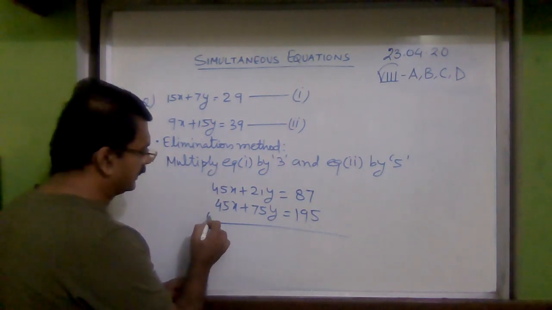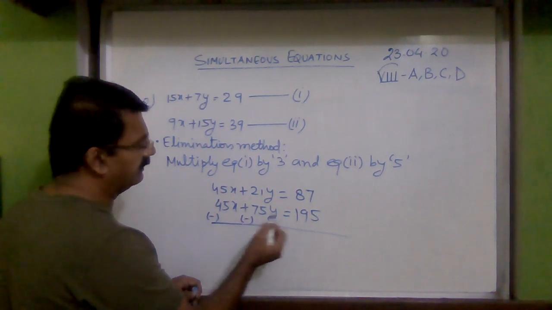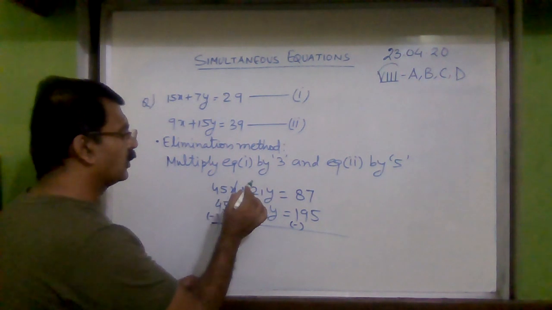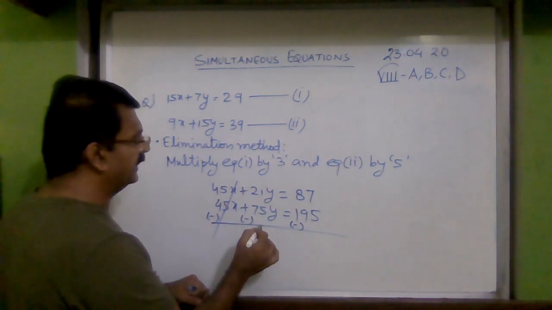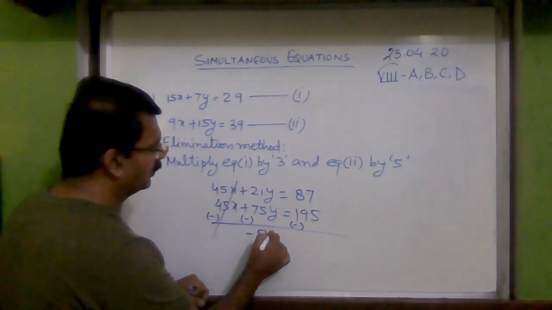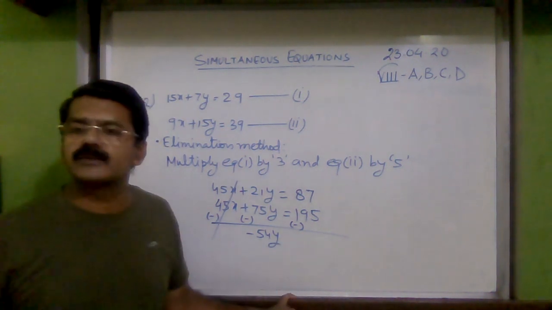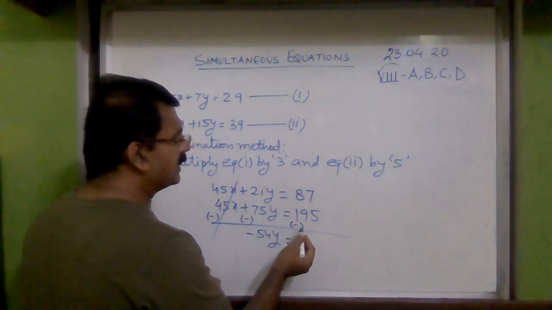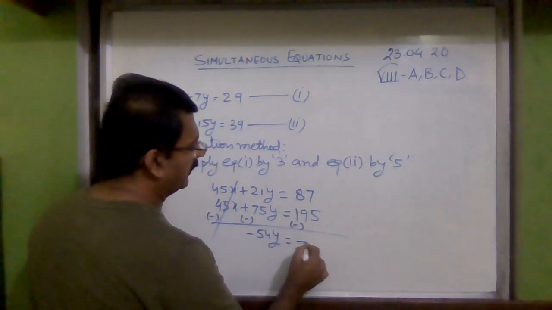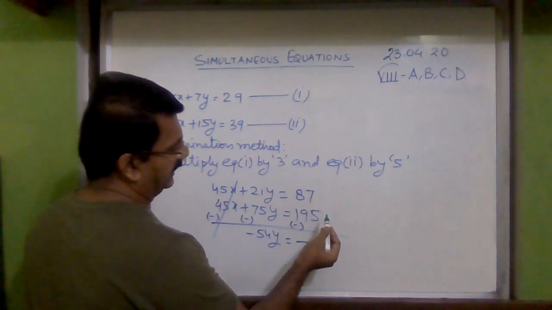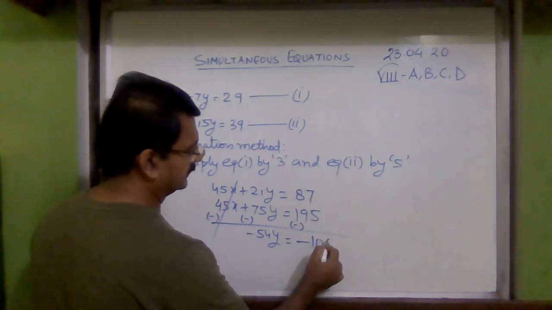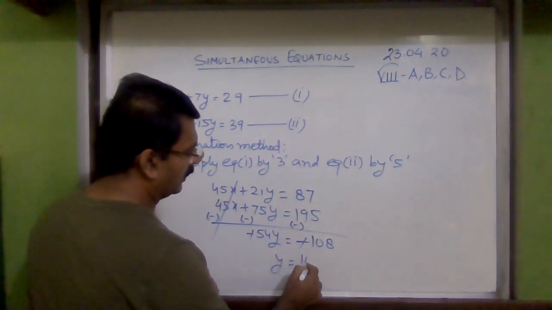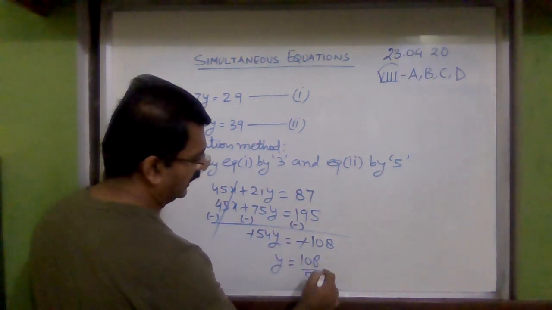Here it is positive, it becomes negative. It is positive, it becomes negative. And this is also positive, it becomes negative. Now this is cancelled. 21y minus 75y will be minus 54y, because 75 minus 21 is 54, is equal to minus 195 and plus 87 will be minus 108. Okay, so minus cancelled out, y is equal to 108 upon 54, that is 2.